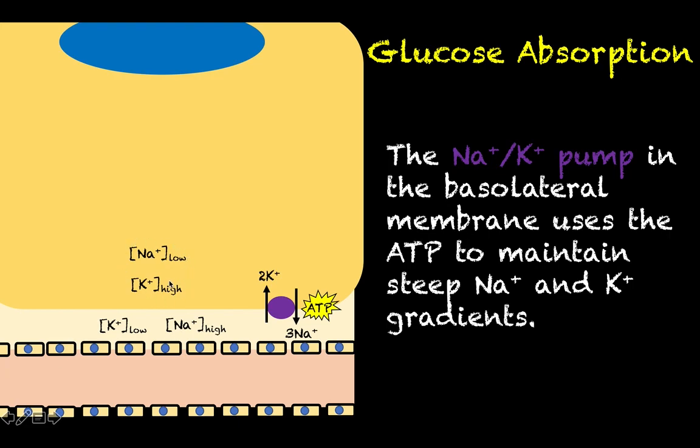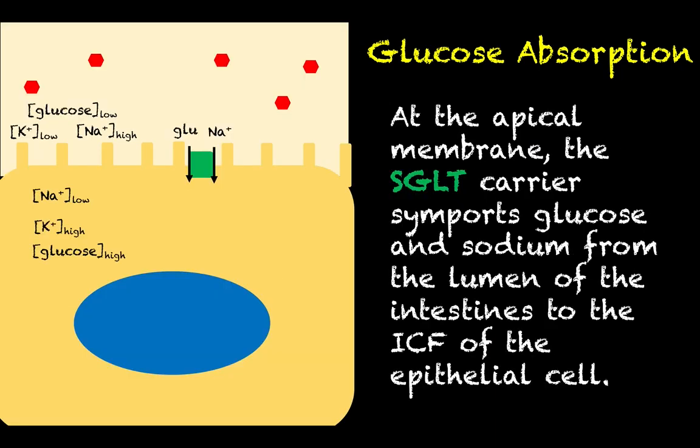You'll recall the intracellular fluid is meant to have a low concentration of sodium and a high concentration of potassium. And then the opposite is supposed to be true for the extracellular fluids. So this pump pumps both potassium and sodium against their concentration gradients at the expense of ATP so that we can maintain very steep gradients for both sodium and potassium. These sodium and potassium gradients are going to be used in order to get glucose to move across the apical membrane.